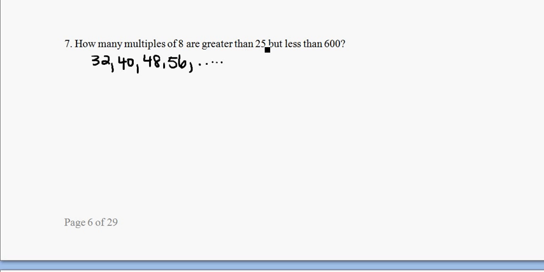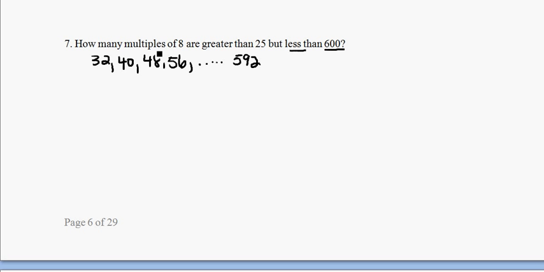All the way up to, well, we need to figure out what is a multiple of 8 that's less than 600. So if I do 600 divided by 8 on my calculator, I get 75. So 600 is actually a multiple of 8, but we want to get one that is less than 600. Well, what's going to be the next multiple less than 600? Well, we'll just subtract 8, because notice the difference between each one of these terms is 8. So 8 less would be 592.